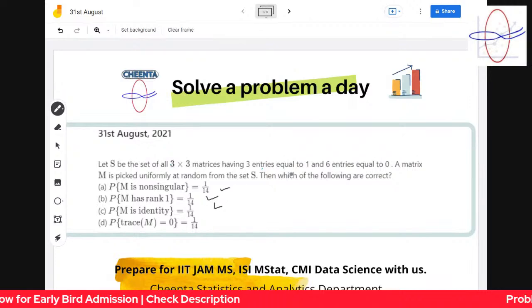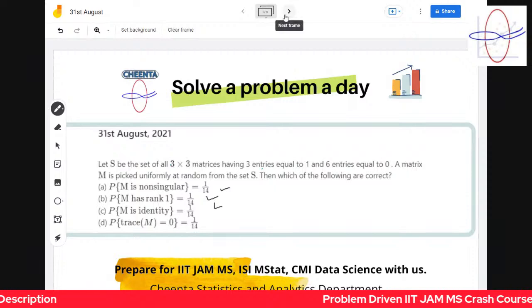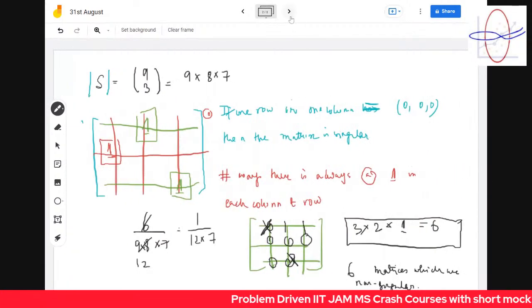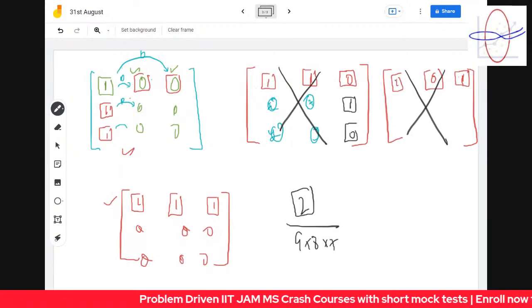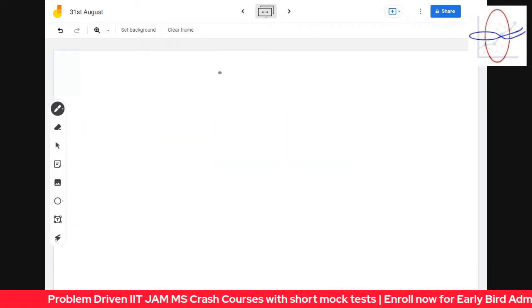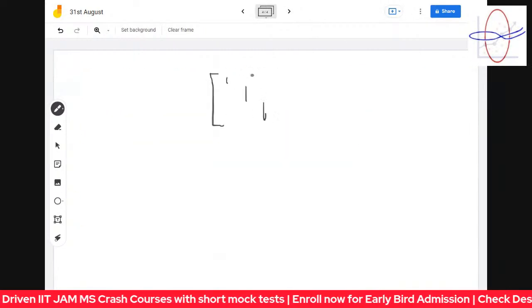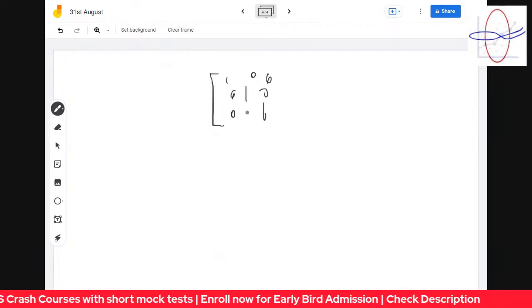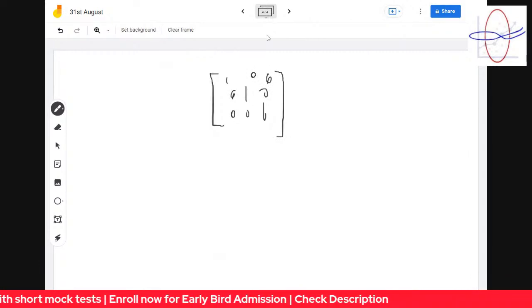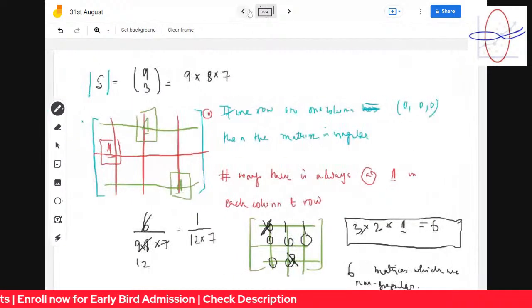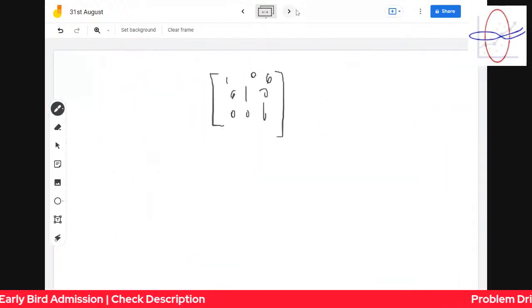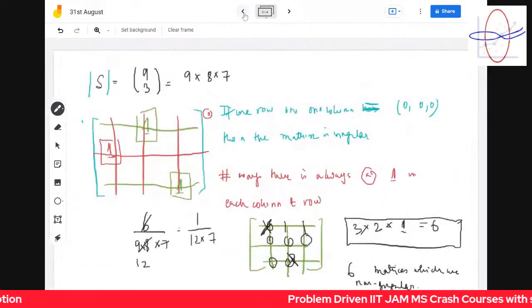Now let's see what is the probability that M is equal to identity. If M is equal to identity, there is only one choice, like this: 1 1 1 0 0 0 0 0 0. So only one choice, and it is involved in the rank 3 matrices. So it's 1 by 9 into 8 into 6 into 7. So that's not the case.